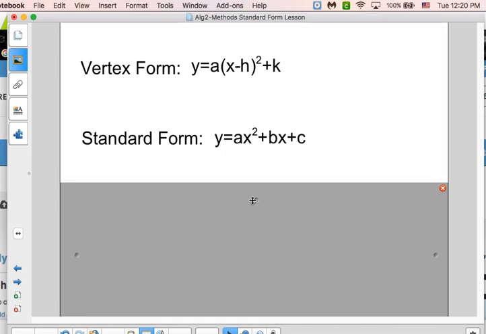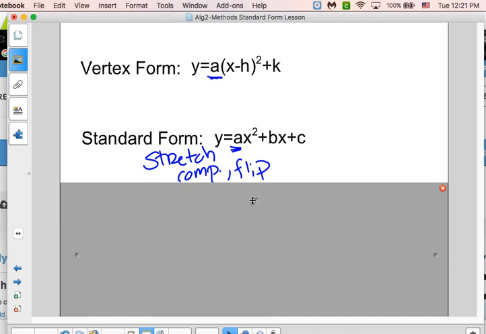Similarities. Do they have any variables that are the same? Yes. They have x, y, and then there's one more, a. So in both of these forms, a does the same thing. So your a value, what do numbers in front do to our quadratics? They stretch, they compress, or they split. Does standard form have that h and that k in there? No. So you can't look at standard form and just know where your vertex is.